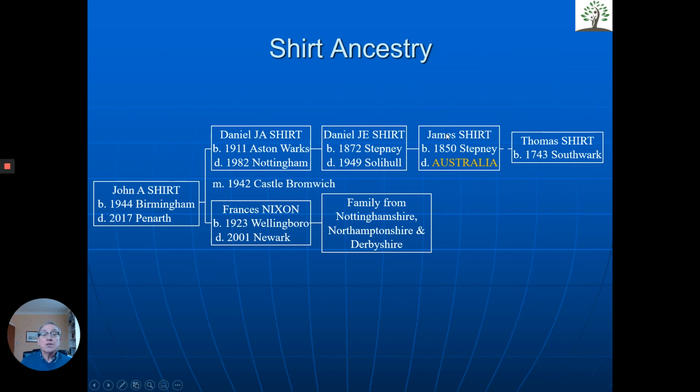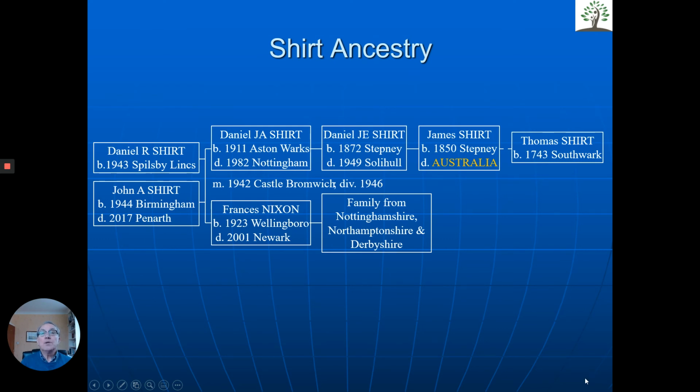Interesting story there. James died in Australia, in fact emigrated, and there was a story there I won't go into now, but again was very interesting, and we were able to trace relatives in Australia. But let's come back to John. And in fact, Daniel Shirt and Francis had married and had another son, Daniel, born the year beforehand. And what was rather sad, they split up after the Second World War finished. And in fact, John went with his father and Daniel went with his mother.